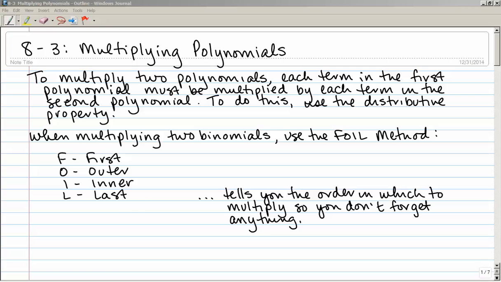But there is a little shortcut you can use, or actually a little trick, when you're multiplying two binomials. So two polynomials that each only have two terms. We can use the FOIL method. You'll want to multiply the first terms, the outer terms, the inner terms, and the last terms, and then add them all together. It's a nice little trick because it tells you the order in which to multiply, although order doesn't really matter when you're multiplying. But this way you make sure that you don't forget to multiply any terms by each other.